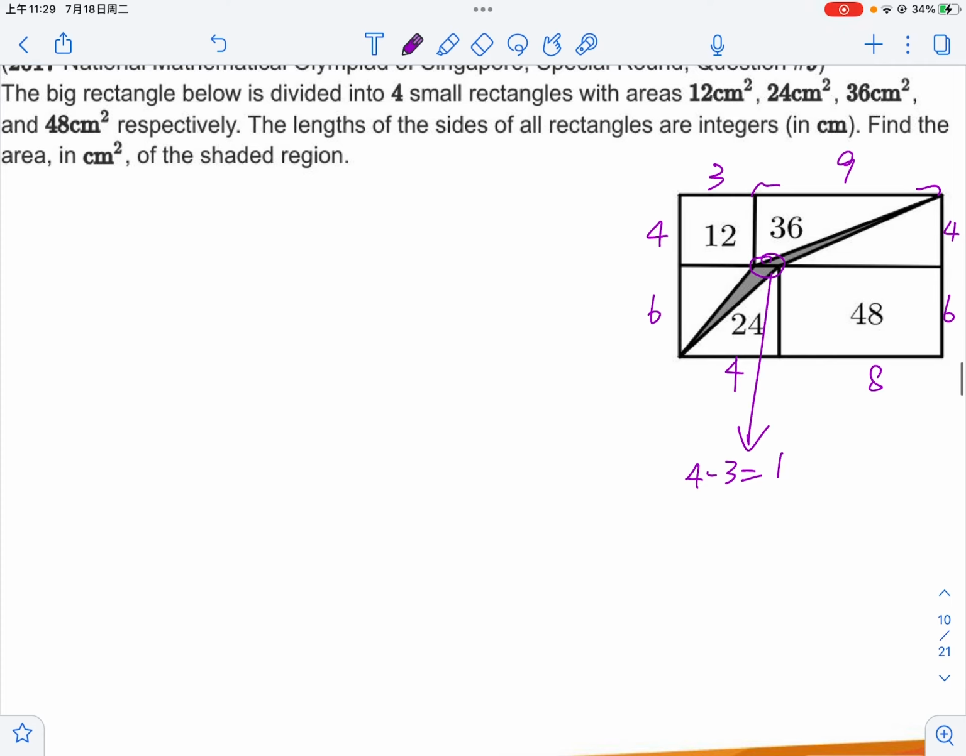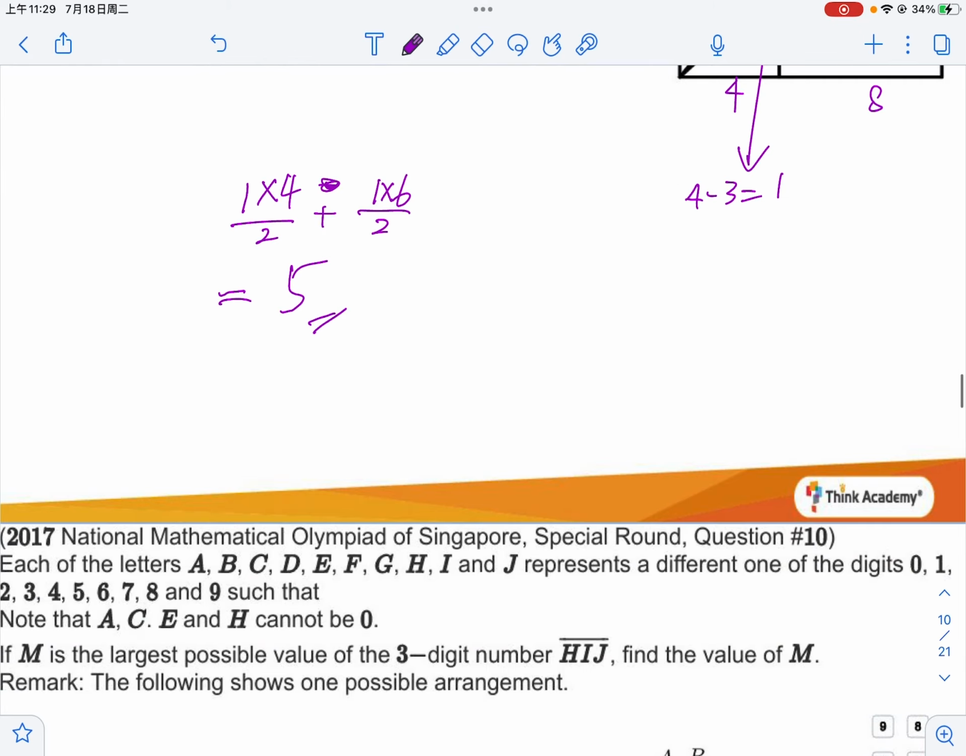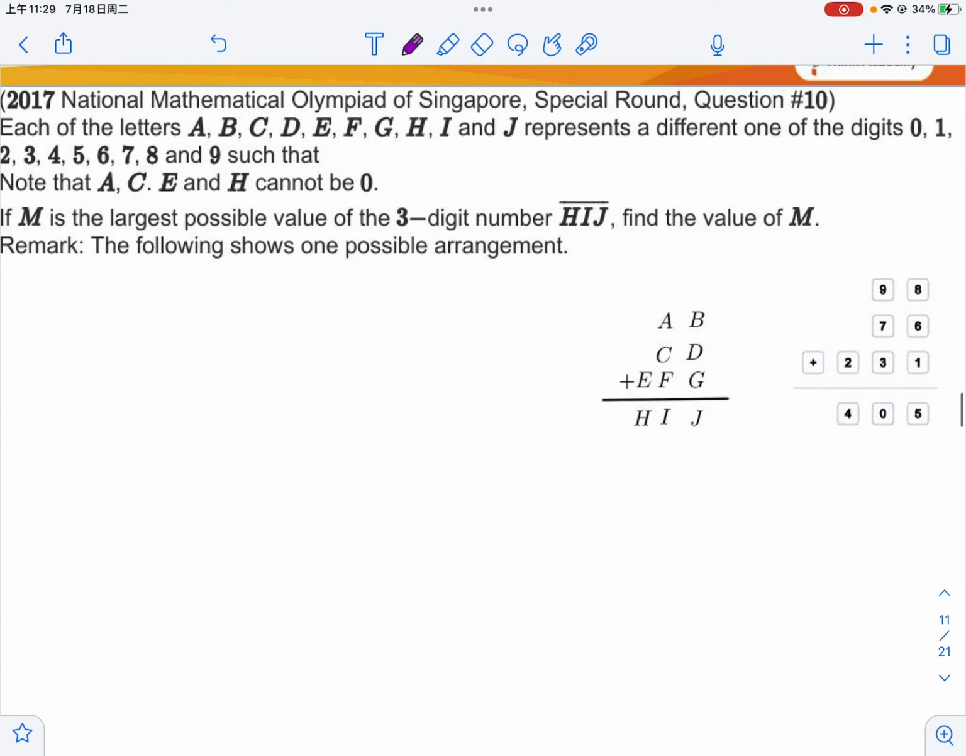Then we need to calculate the shaded area. It will become 1 times 4 divided by 2 plus 1 times 6 divided by 2. So the answer will be 5. This will be very easy. Just use the special value method. Okay? Now let's look at this question.